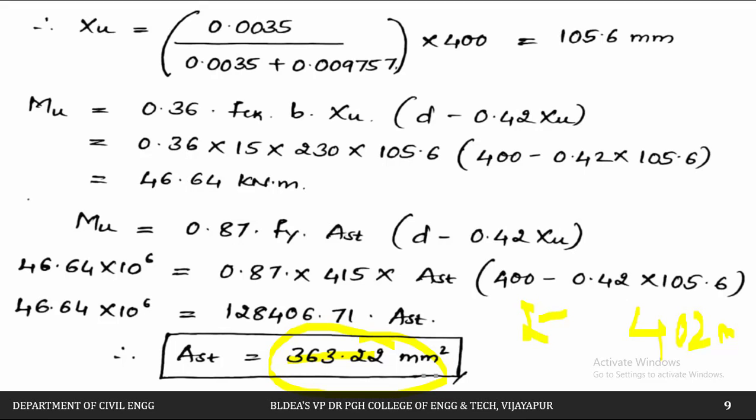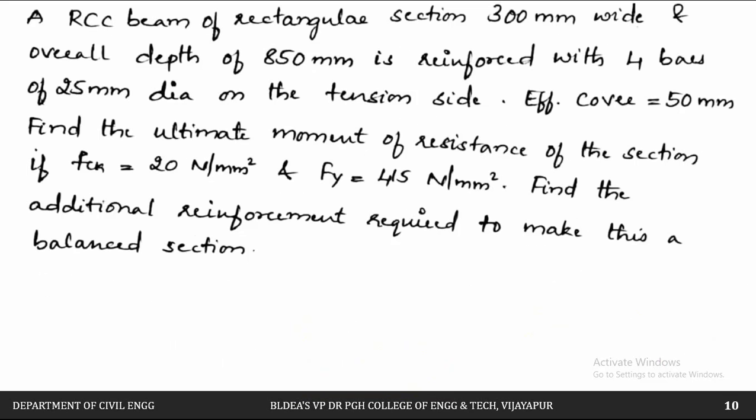Next we will go to another problem. An RCC beam of rectangular section 300 mm wide by overall depth of 850 mm is reinforced with 4 bars of 25 mm dia on the tension side. So here you can see they have given B is 300, overall depth, this is nothing but capital D, that is 850 mm. It is reinforced with 4 bars of 25 mm dia. They have given on the tension side.